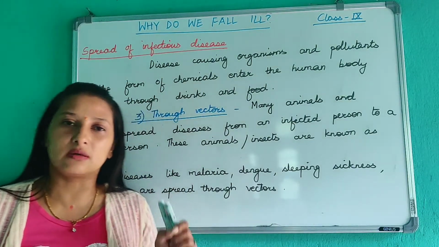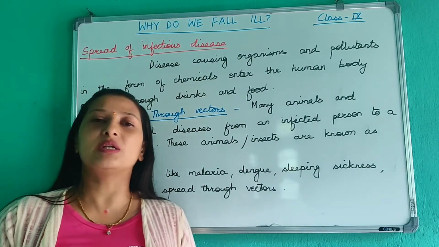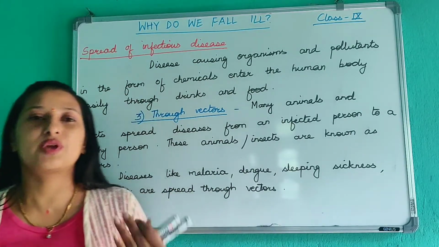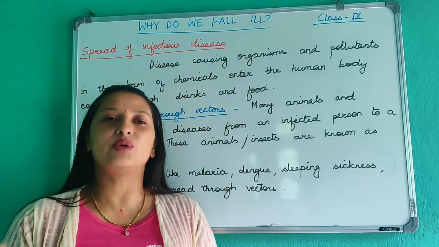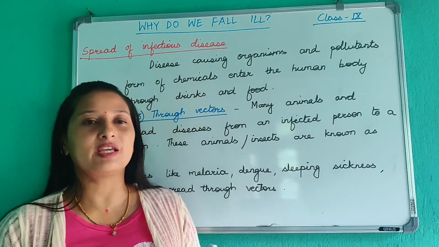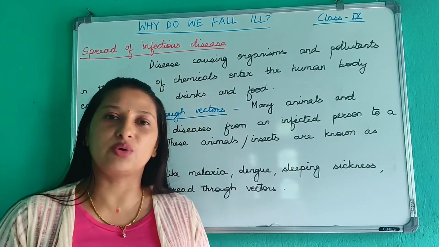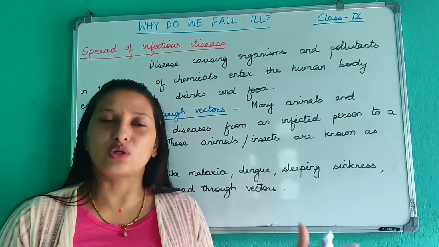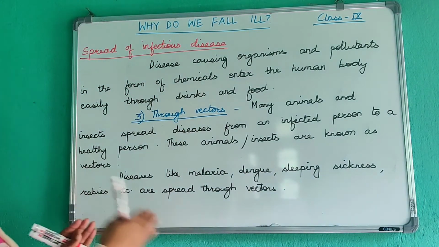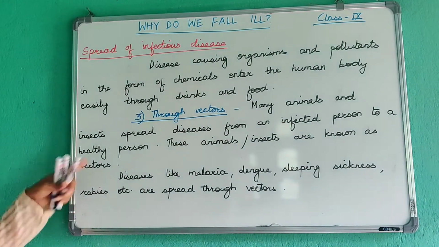And rabies is caused by a virus, but the vector of that rabies virus is animals like dogs, cats, bats, etc. When a rabid animal, meaning an animal infected by the rabies virus, bites a human, the rabies virus enters the human body through its saliva, and the human also contracts the rabies virus. In this way, various animals or insects help in transmission of certain infectious agents, and they are known as vectors.